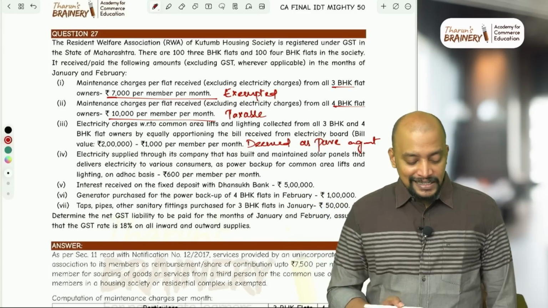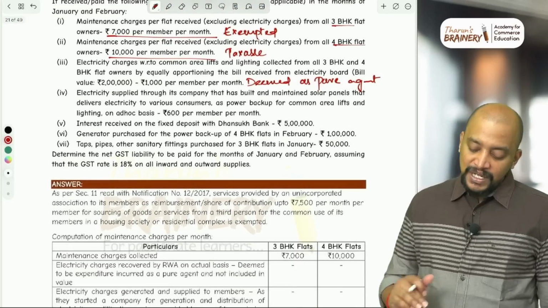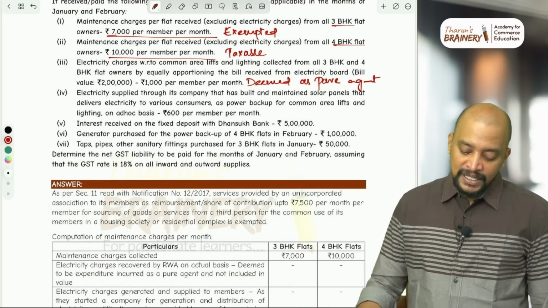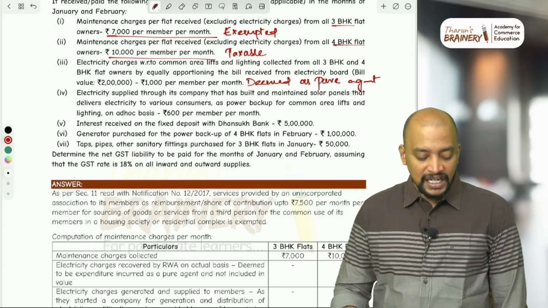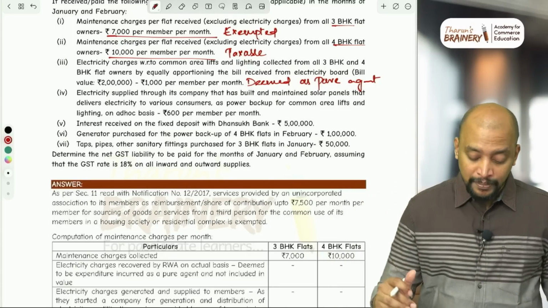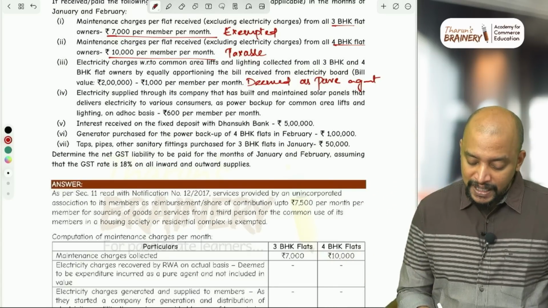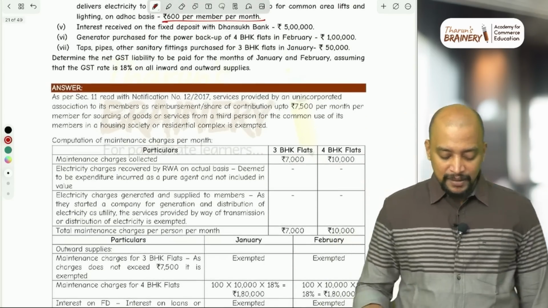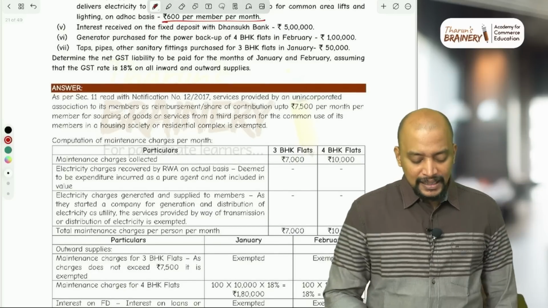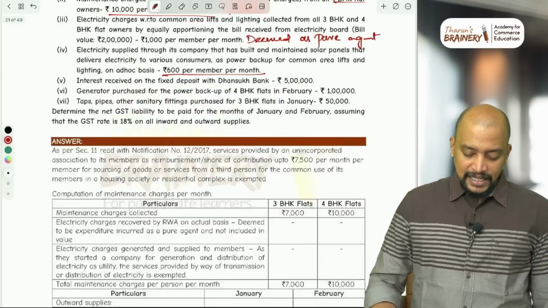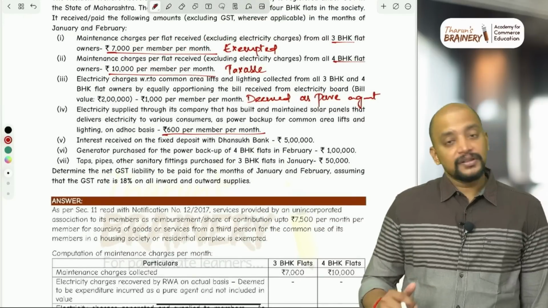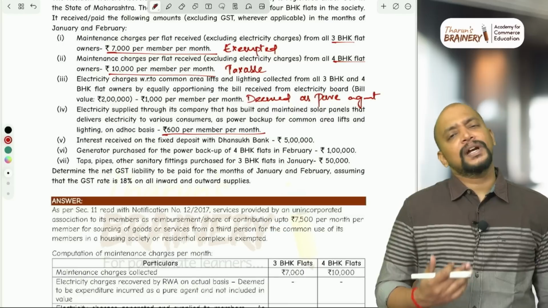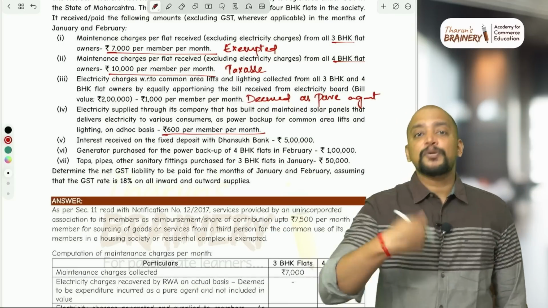value. Electricity supplied through a company that has built and maintained solar panels that delivers electricity to various consumers as power backup for common area lifts and lighting on ad hoc basis, 600 rupees per member per month. What about this? 600 rupees per month per member. Okay, this is exempted. So first of all, see, it should be included, but basically this is exempted. Why is this exempted? Because they are providing the electricity.